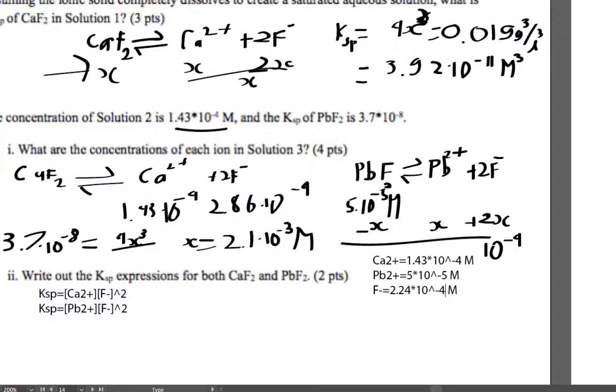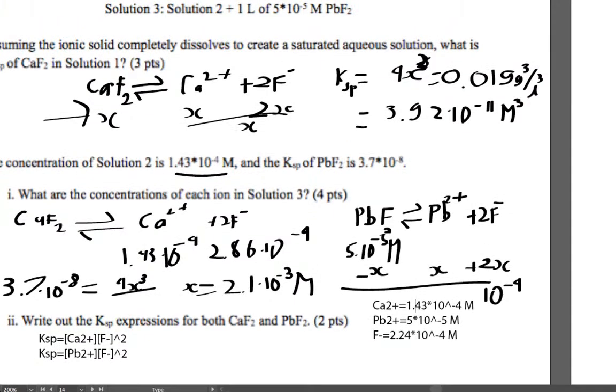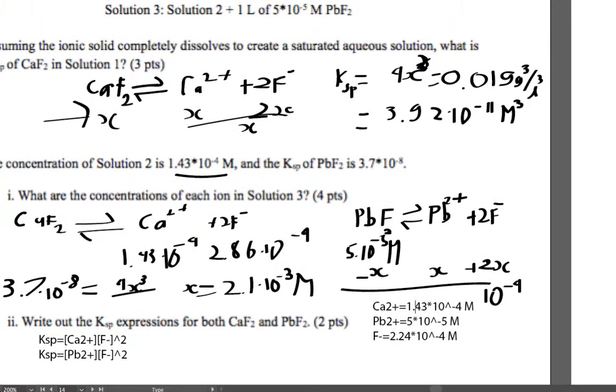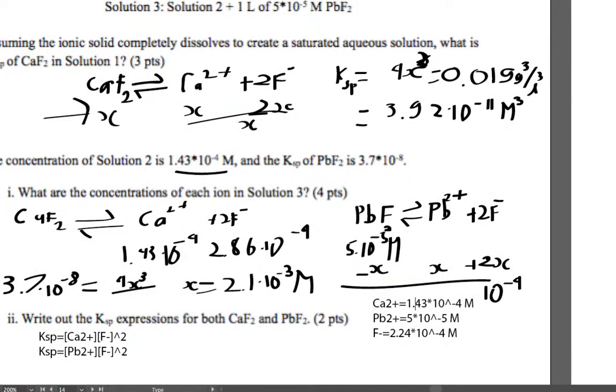Oh wait, the concentration here is actually different. Instead of 1.43 times 10 to the power negative 4, it must be re-evaluated again, because that's 3 liters. Oh no, so I need to reconsider the entire thing. Okay then.